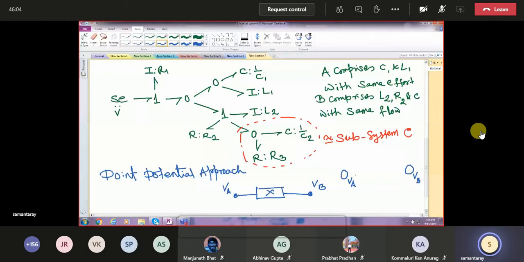Then we put a one junction in between. As you know, at a one junction, flows are equal and the sum of efforts is 0. So this is VA effort, here VB effort, and here is some effort. So you have VA minus VB minus something equal to 0. This something turns out to be VA minus VB. So the effort here is VA minus VB, that is the potential difference across X. And of course here we put X.